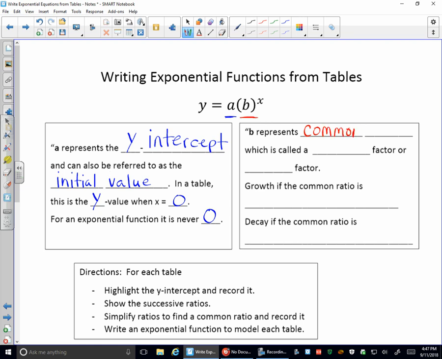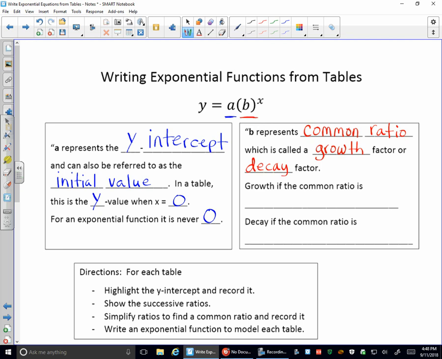Keep in mind that we called it common because, as we divided the bottom value by the top value, we got the same value each time. So we're looking for this common ratio. And to be a little more specific, exponential functions are classified into growth and decay. And so we could have a growth factor or a decay factor.